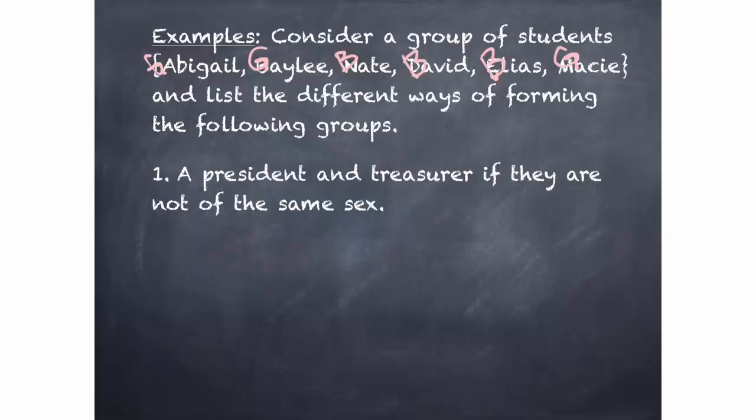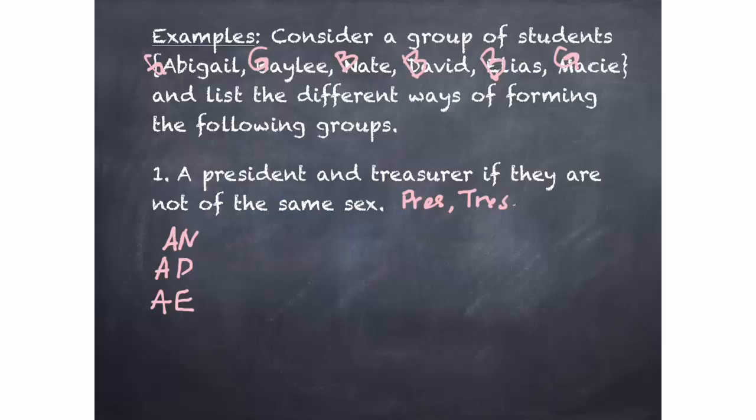So when we write these, we're going to write the president first and the treasurer second. Not because it matters, but because we have to pick something. So one option is that I have Abigail be president, and if Abigail is president, who could be treasurer? Any of the boys. So we could have Abigail and Nate, or Abigail and David, or Abigail and Elias. So these are the three ways that Abigail could be president. Make sense?